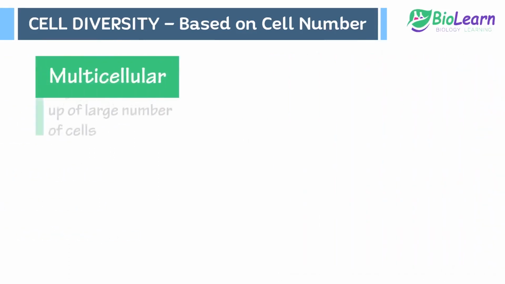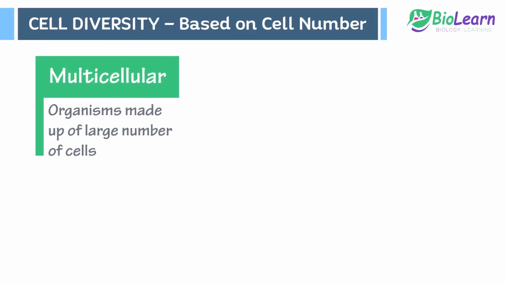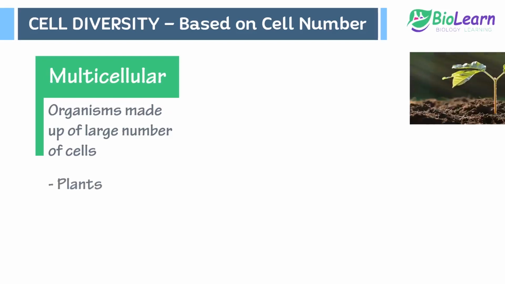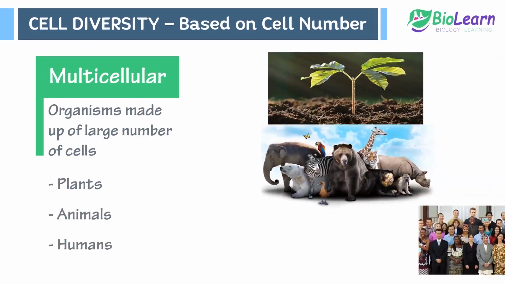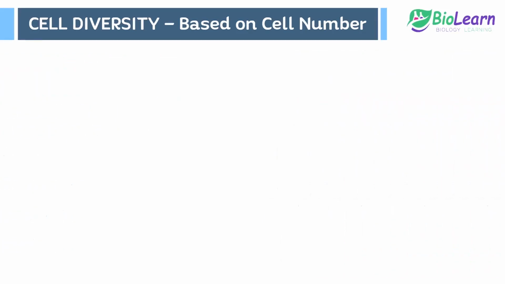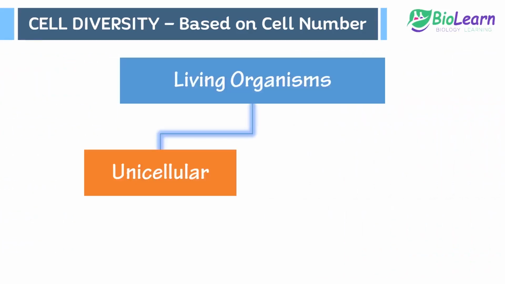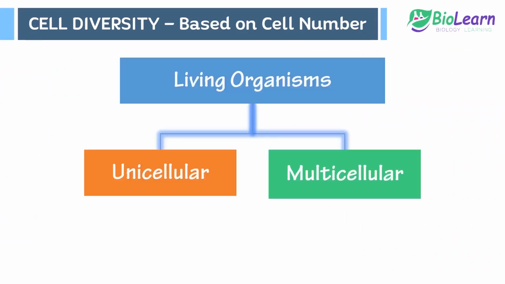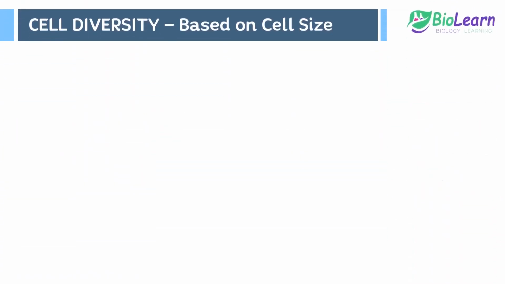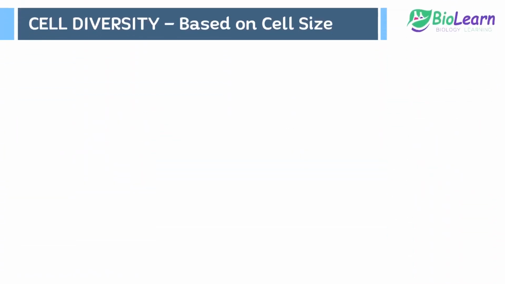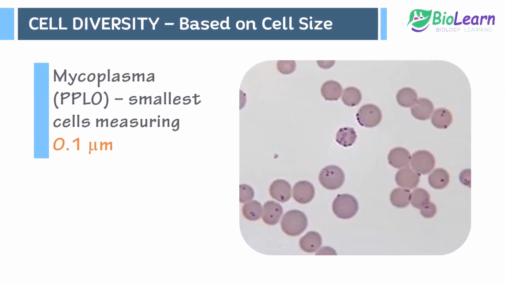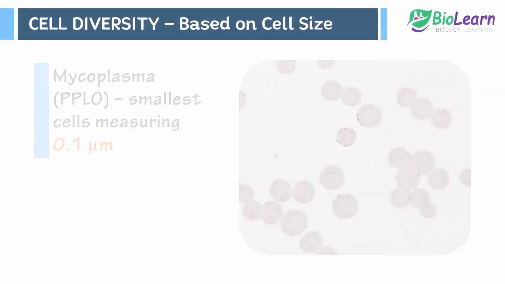Organisms made up of a large number of cells are called multicellular organisms. Different cells become specialized to perform different functions. For example, plants, animals, humans and all higher organisms. Based on cell size, organisms show much diversity. Mycoplasma are the smallest cells measuring 0.1 micrometer.